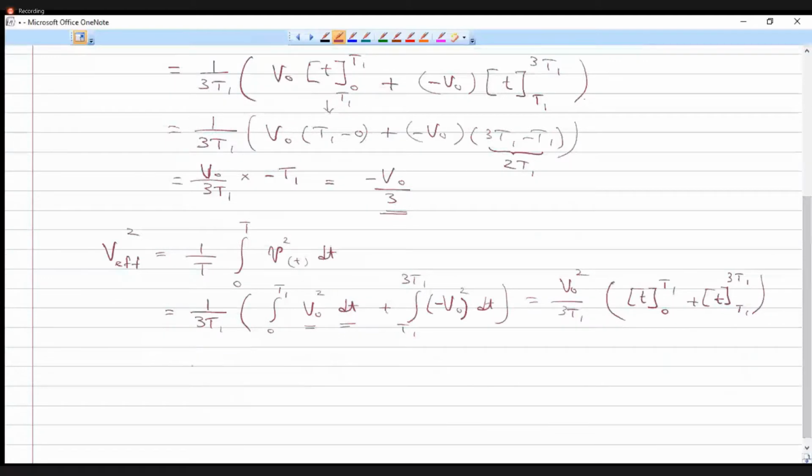So what I meant to say is that here I will have 1 by 3T1 into V naught square, integral 0 to T1 dt, plus here also V naught square, integral T1 to 3T1 dt. Now I can take this V naught square as common outside, and integrate dt within the limits 0 to T1, and here also dt within the limits T1 to 3T1. So the integral of dt will be equal to t within the limits 0 to T1, plus t within the limits T1 to 3T1. That is the intermediate step.